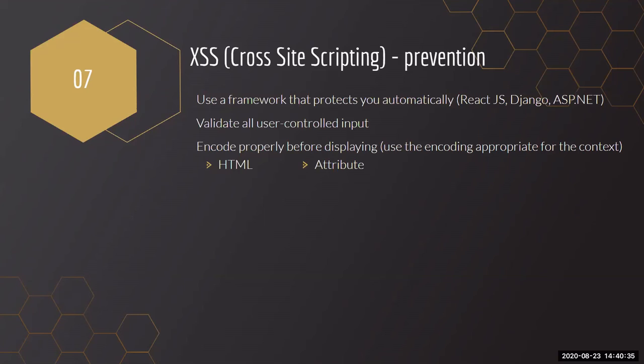If you're displaying simple HTML in a web browser, you need to use HTML encoding. If you're putting user input into an attribute value of an HTML tag, you need to use attribute encoding. If you're inserting user-controlled input into a JavaScript tag, use JavaScript encoding, and CSS encoding for CSS from user input, and of course URL encoding if user input is being put into a URL.